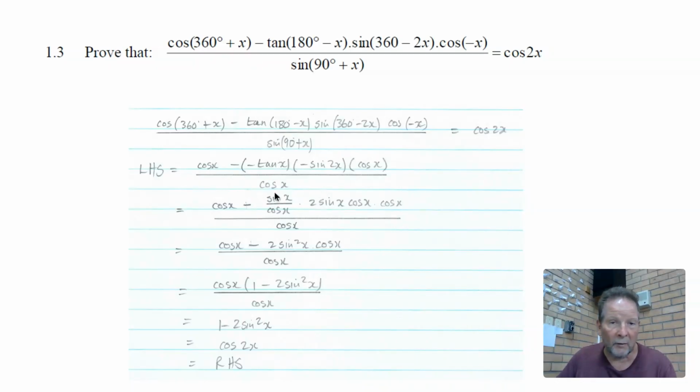But tangent is sine over cosine. We're supposed to know that. Tangent is sine over cosine. And these two negatives just make a positive here. That's sine over cosine. That's sine of 2x, though.